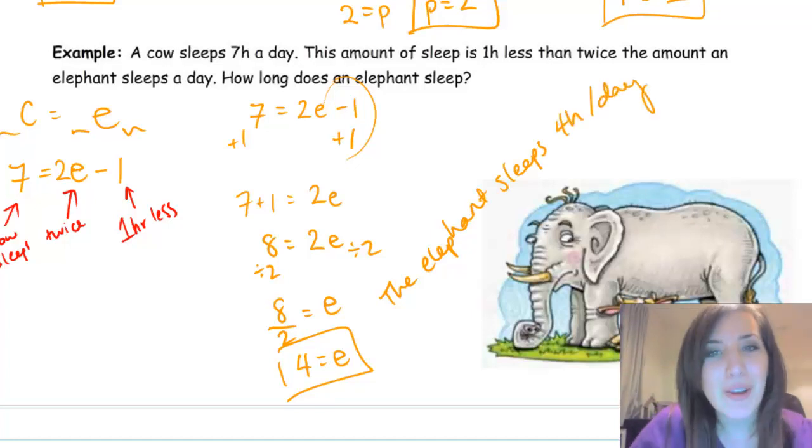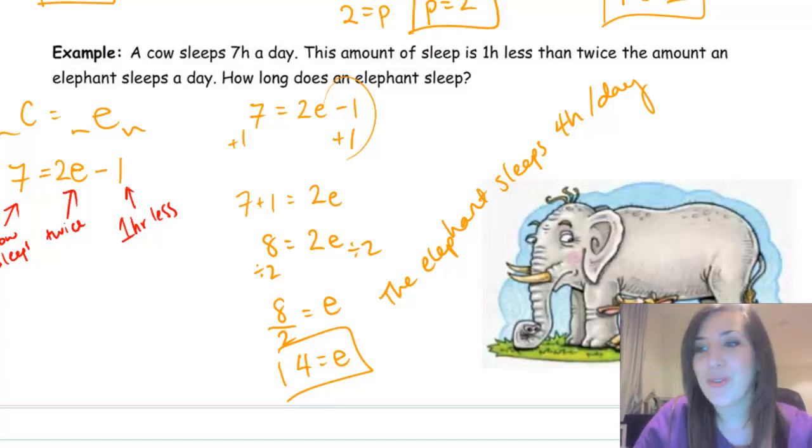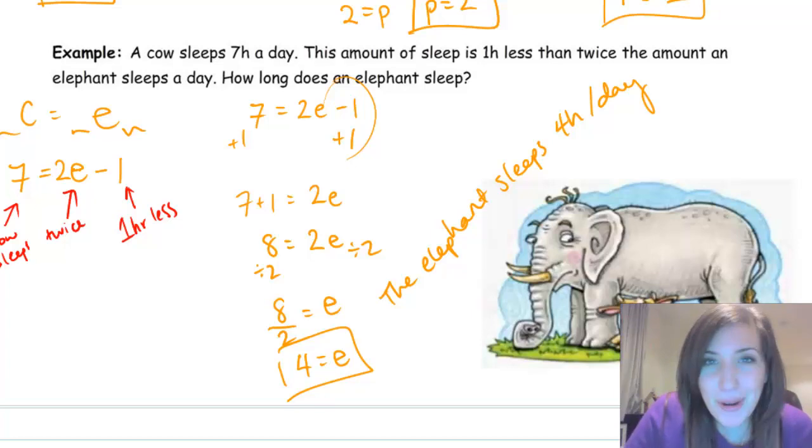All right, there we go. That is how you solve two-step equations. We are going to practice this a lot more next day in class.